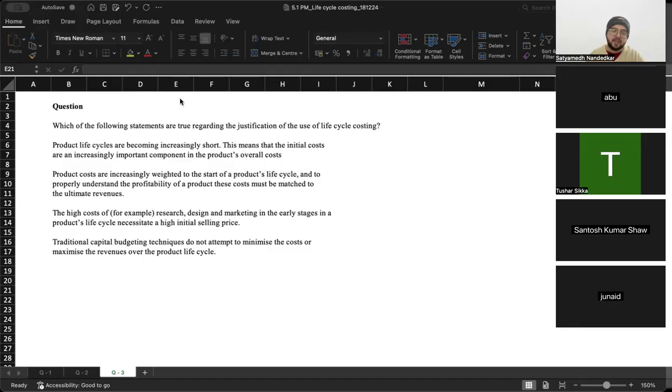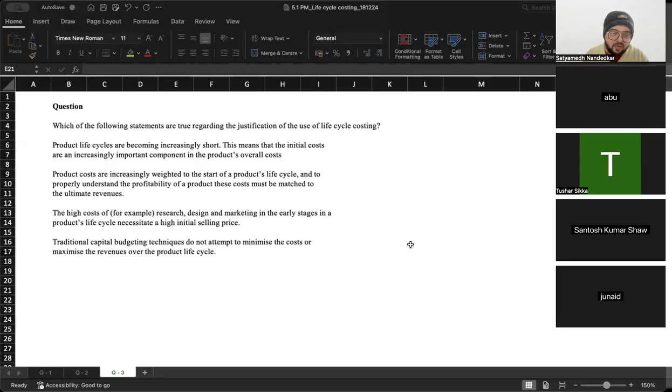Then product costs are increasingly weighted to the start of a product's life cycle, and to properly understand the profitability of a product, these costs must be matched to ultimate revenues. Now, see, in any product's life cycle, at the initial phase, you are bound to incur more costs in terms of, as we discussed, R&D, marketing, promotion, and product design. So they are more towards the start of the life cycle of the product, and as the product gets mature and it gets older, the marketing costs and all of these costs go down, which is why the second statement is also true.